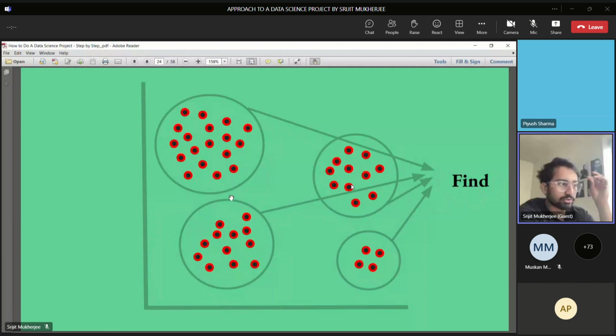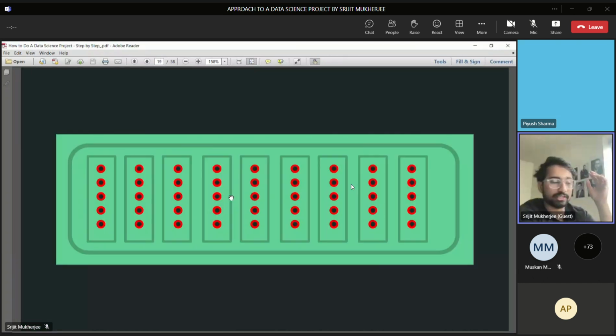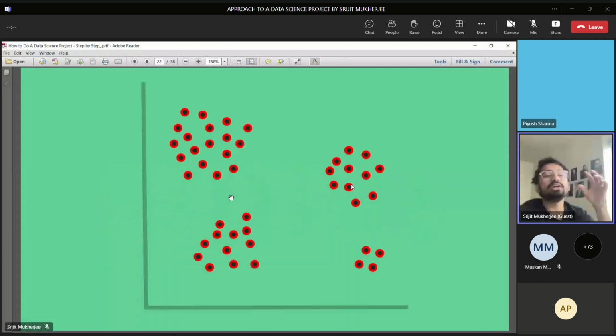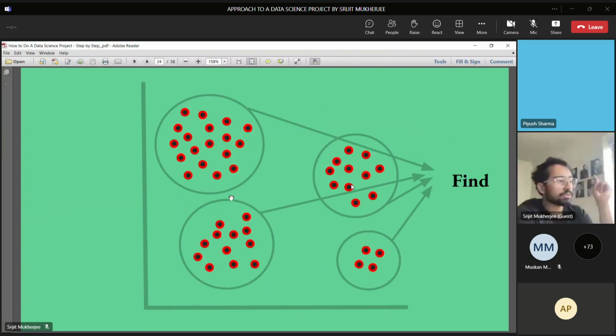That means in unsupervised learning, there are no predictors. There are features, and you try to find which subset of features, a subset of data, behaves similarly, and your goal is to find the clusters.